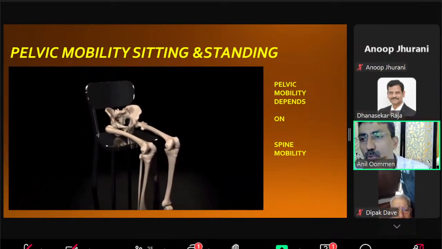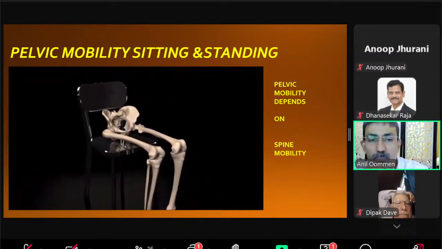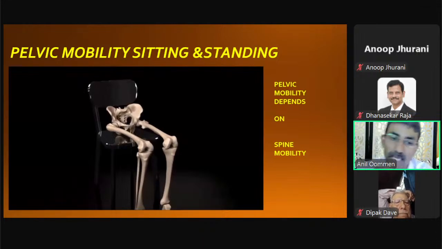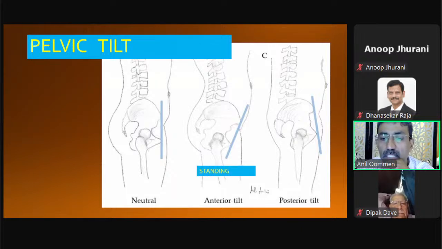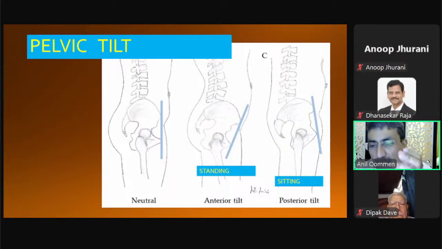When we go to what we call spinopelvic mobility, we understand that pelvic mobility depends on spine mobility. It has three components: the pelvis, the spine, and the spinopelvic junction. In a normal individual, when you are standing, you have an anterior pelvic tilt, and when sitting, the pelvis tilts posteriorly. This is the fundamental understanding we start with.